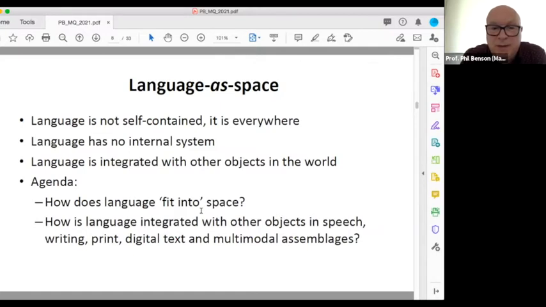And the agenda that we have from this perspective is really to think about how language fits into space, how language is integrated with other objects, for example, in speech, in writing, in print, in digital text, also actually in the names of things, and in various sorts of multimodal assemblages in which words and language are involved.